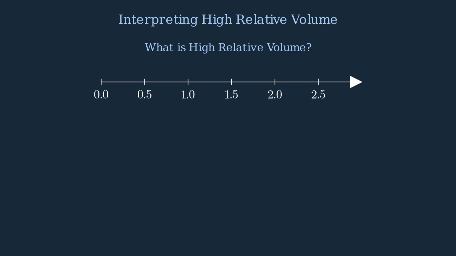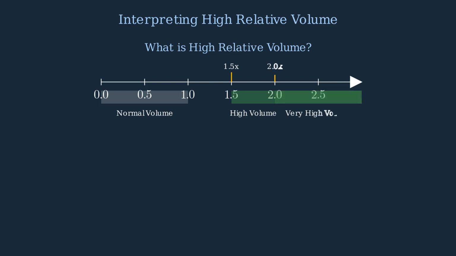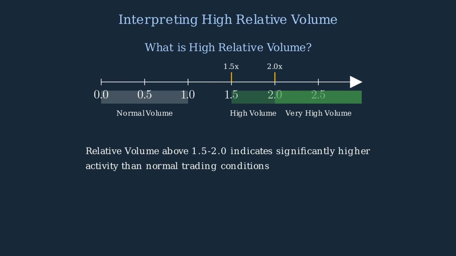High relative volume occurs when trading activity exceeds 1.5 to 2 times the normal volume levels. A reading between 1 and 1.5 is considered normal trading volume. When relative volume crosses above 1.5, it signals unusually high activity in the market. Readings above 2.0 indicate extremely elevated volume, often associated with significant market events. This elevated activity reflects much higher participation from traders and investors compared to typical market conditions.